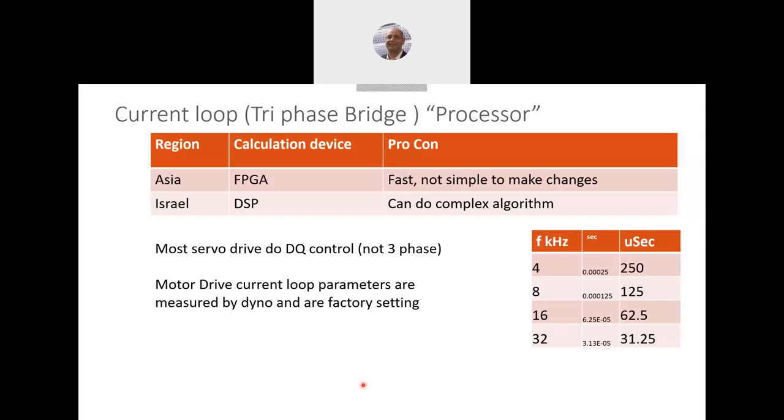Let's say about 30 years ago, the first three-phase bridge algorithm was 6-step. Then it was three-phase, where every phase is 120 degrees from the other. Today, I believe most servo drives do DQ control with the Park conversion, so you use only 2 vectors and you can do it much faster.